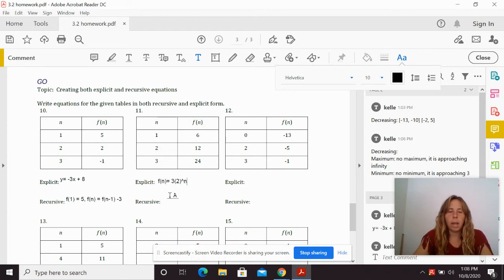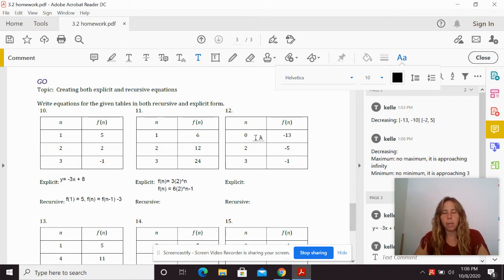Either one's fine. And then, or you could just use the first term and go f of n equals, the first term is 6, the pattern, and then you would just have to raise that to the n minus 1 power. That means exponent, okay? 2 raised to the n minus 1 power. All right, that's that one.